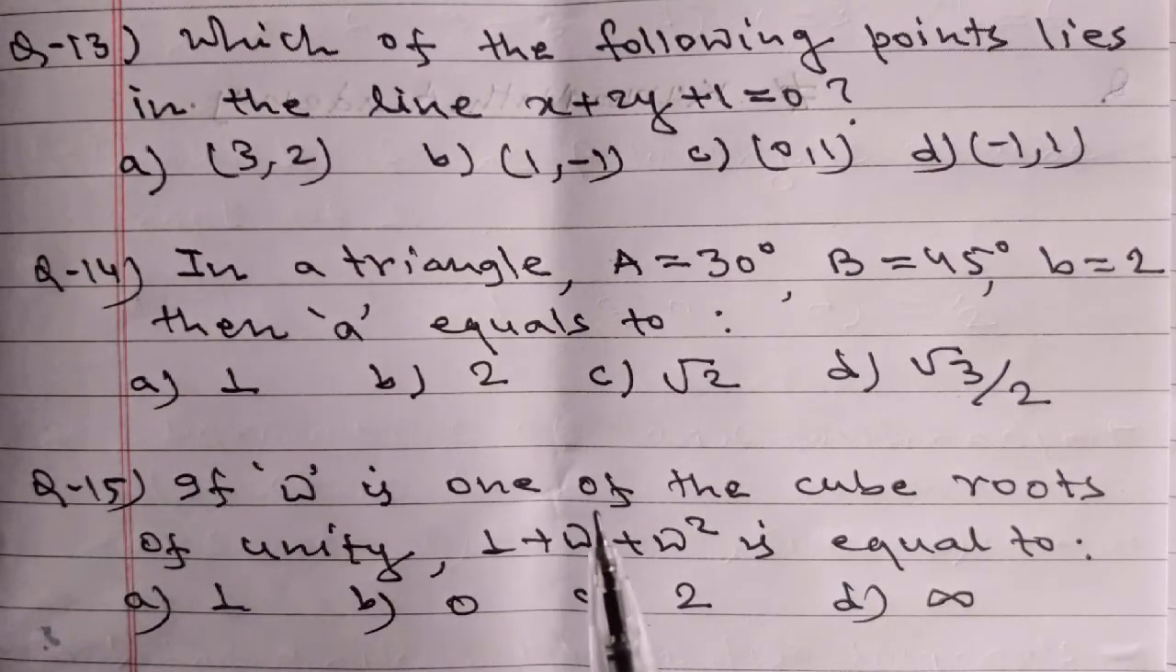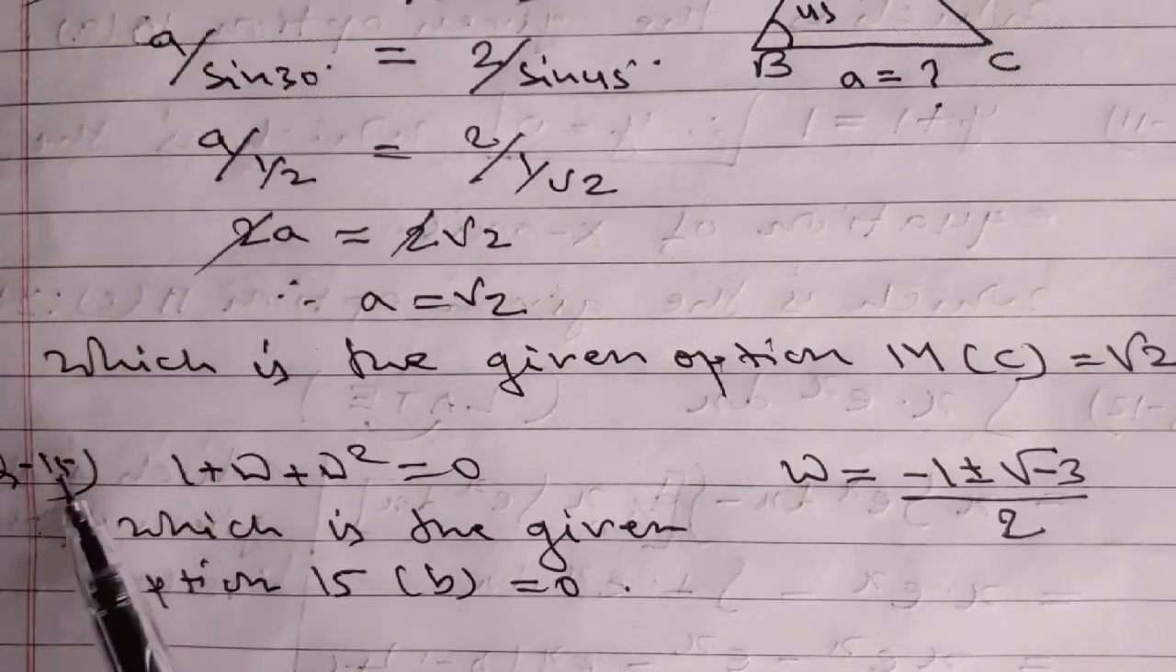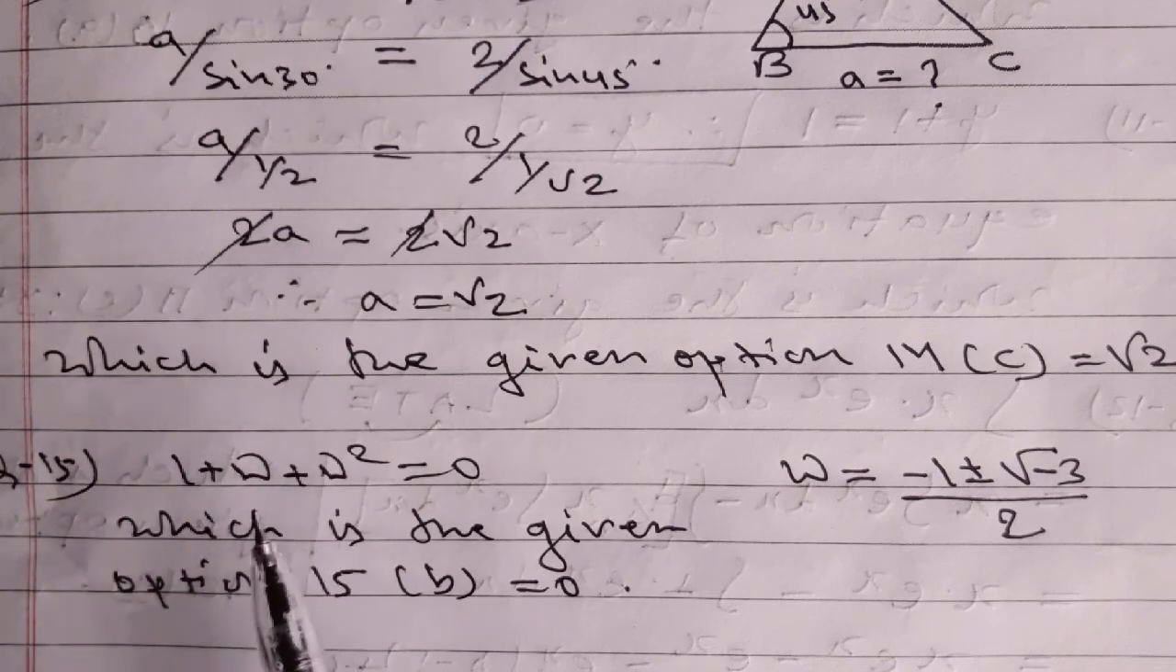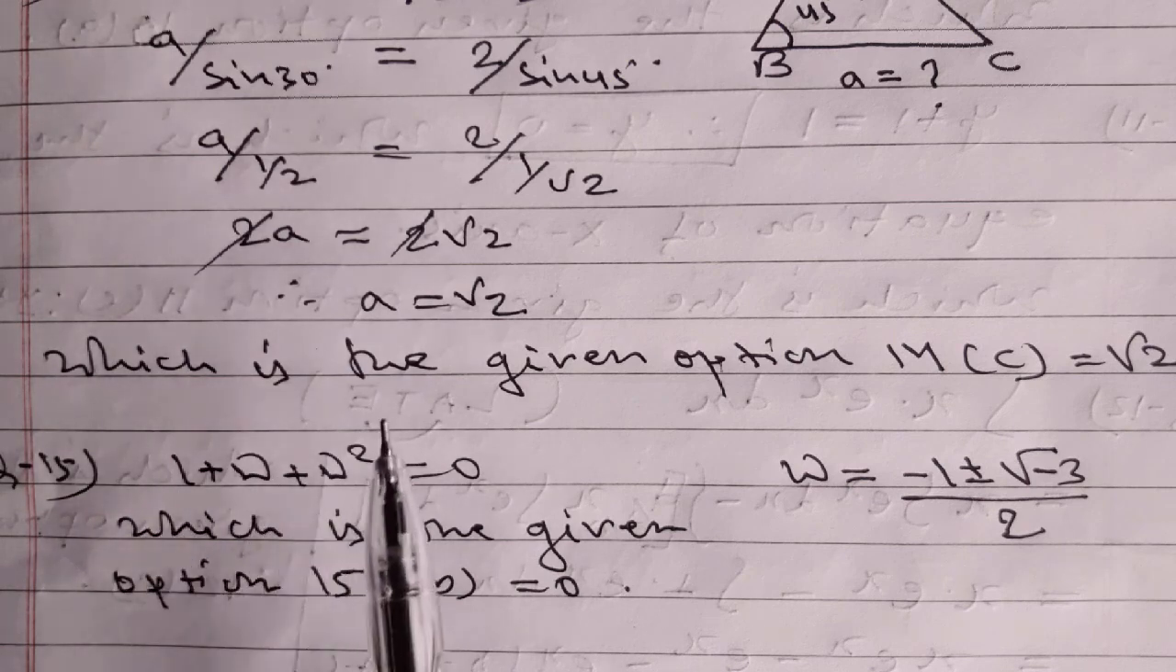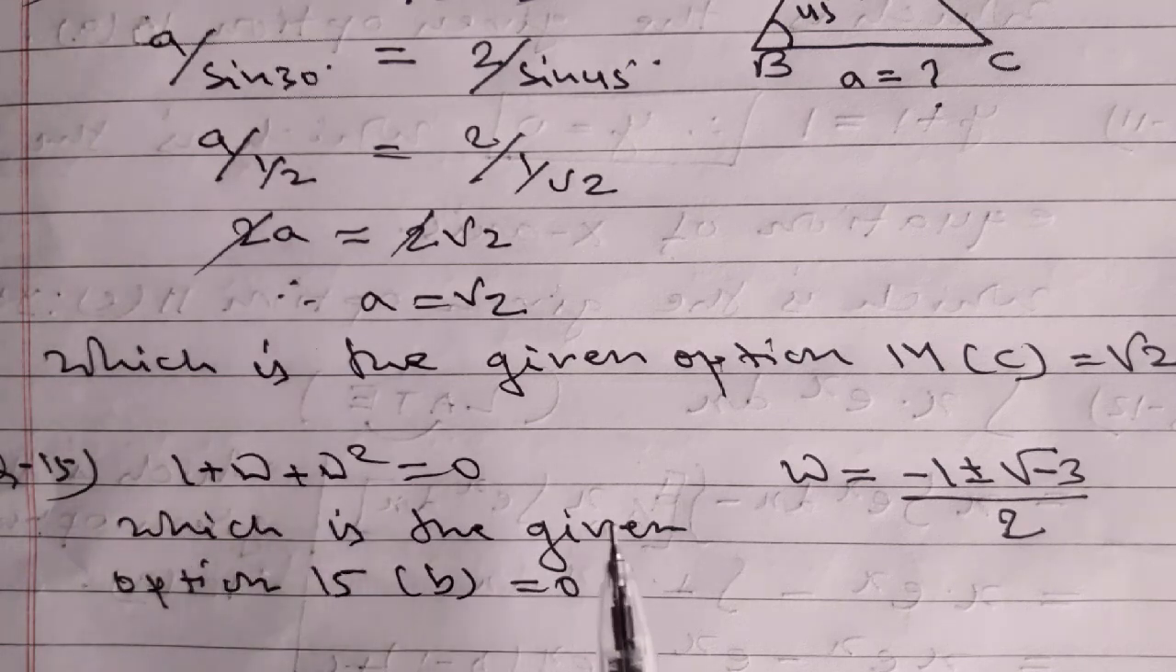If omega is one of the cube roots of unity, then 1 plus omega square is equal to, we are given A, B, C, D, 4 options and we have to choose the best option. Let's go to the solution. Solution question 15. We have to find the value of 1 plus omega square. The value of 1 plus omega square is always equal to 0 because omega is the cube root of unity. We know there are 3 cube roots of unity. That means 3 cube roots of 1.